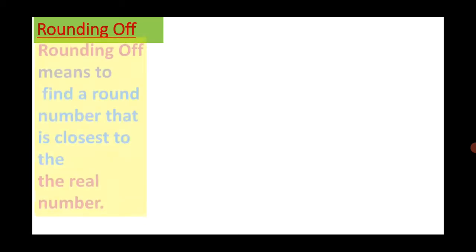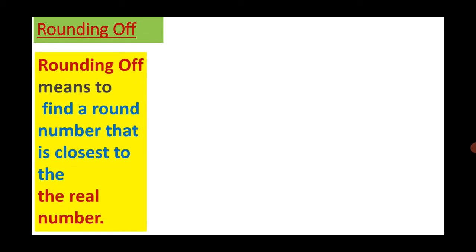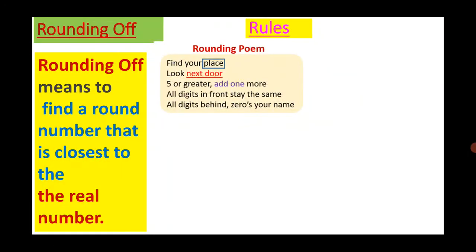Now, what is our next topic? Our next topic is rounding off. Rounding off means to find a round number that is closest to the real number. That means we don't need the exact number but a rough number that is closest to the real number. Now let us see the rules of rounding off with the help of this poem. It says, find your place, look next door, 5 or greater, add one more. All digits in front stay the same, all digits behind, zero's your name.